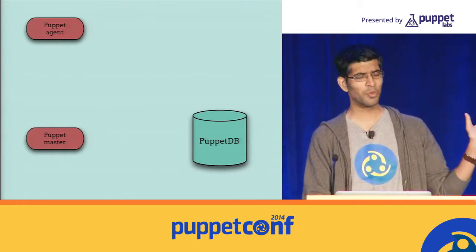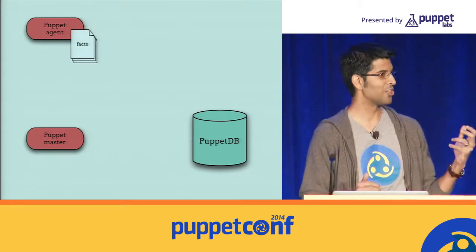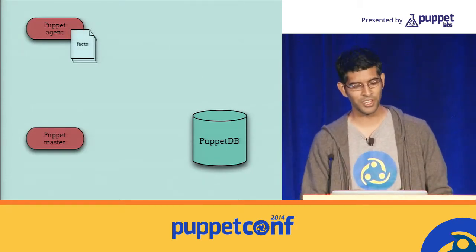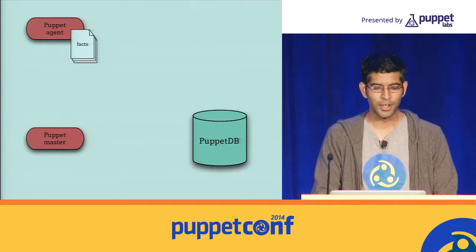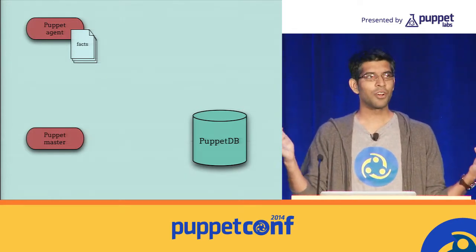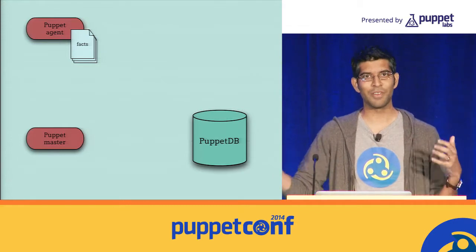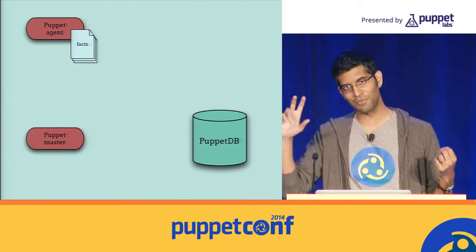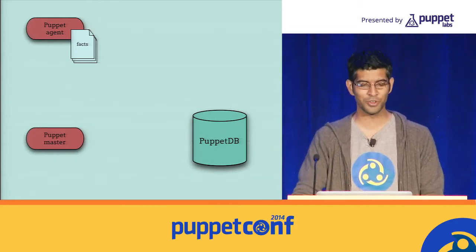So what happens here? Basically, agent does some magic. It'll collect facts about itself using C-factor, hopefully, which I encourage you all to play with. Everyone knows what facts are. One interesting thing that's happened recently is facts can now be structured, so they aren't necessarily just flat strings as values. You can actually have arbitrarily nestable data, which is pretty cool.